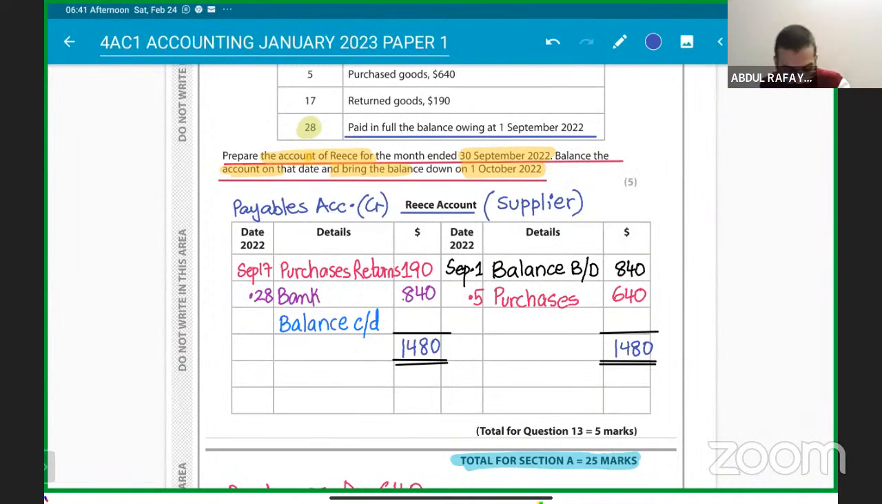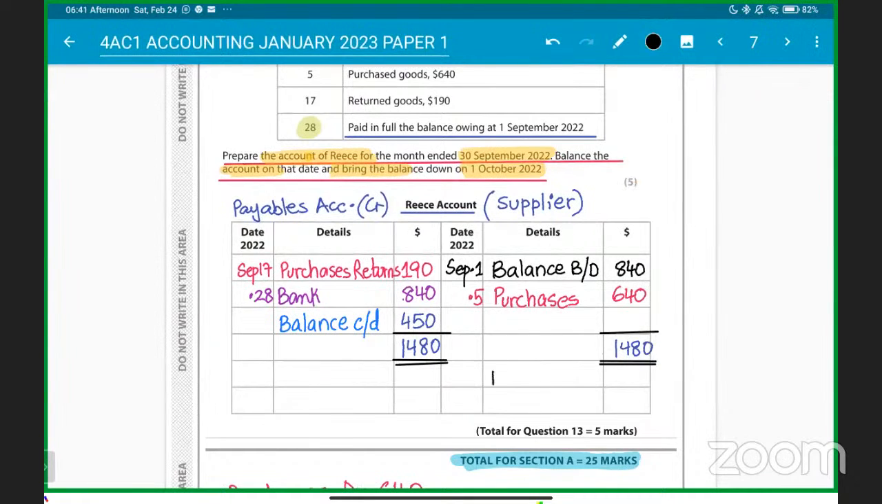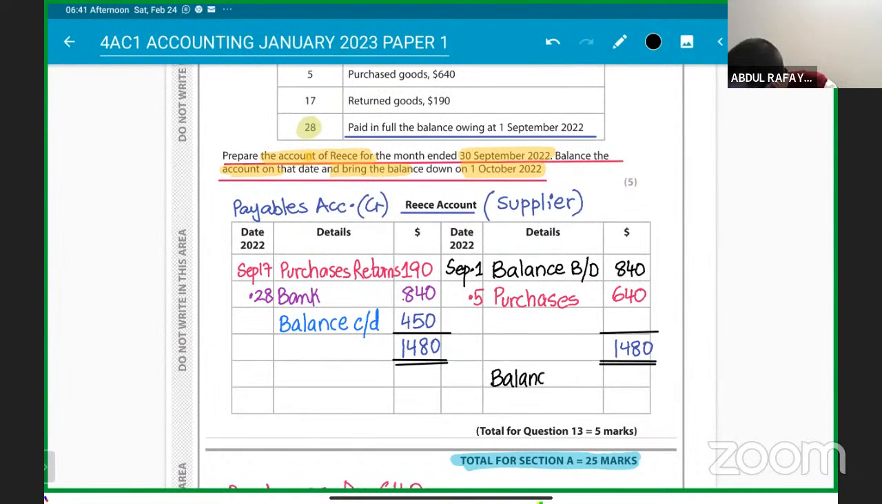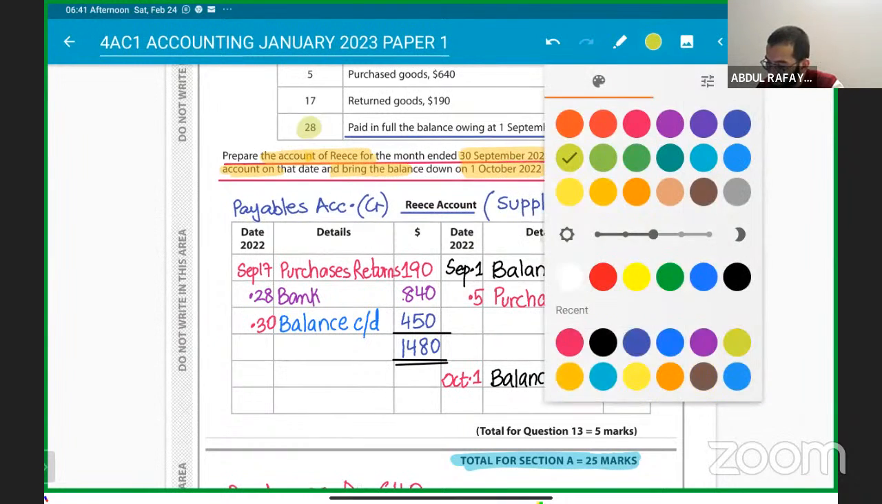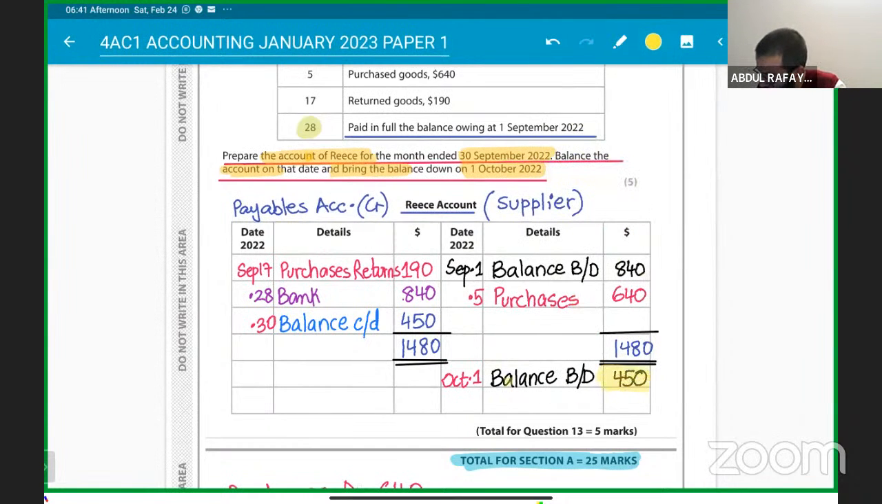1480, and subtracted 1480 minus 840 minus 190. So I'm getting 450 as the balance carried down. Okay, understood? Got that clear? So it will be balance brought down for the next month. Balance brought down for next month will be 450. That will be on 1st October. Understood? This will be at the end of your September 30th. Getting it? 1st October. So that is how you will get it. And this will be full marks with this if you do it.